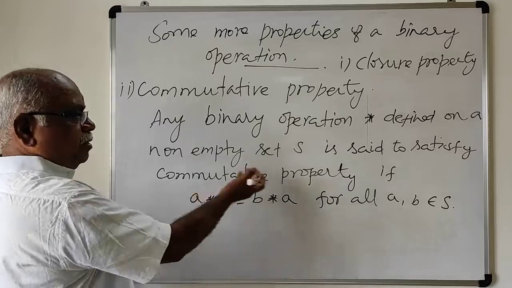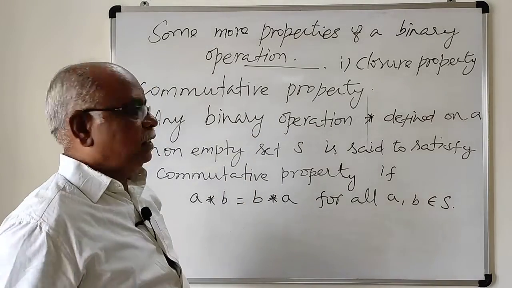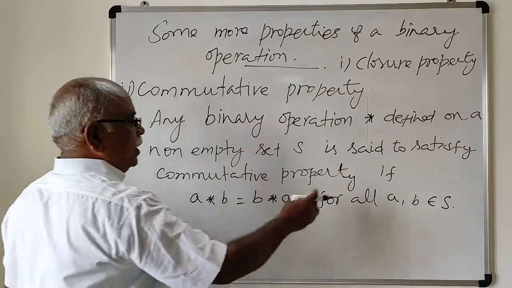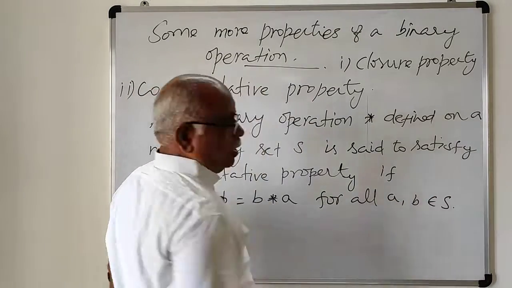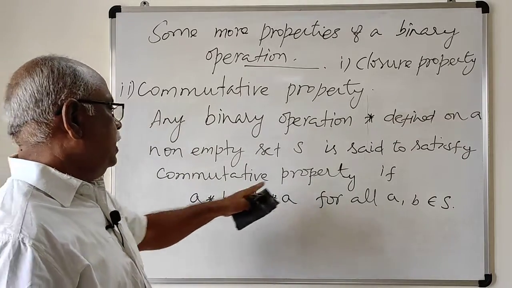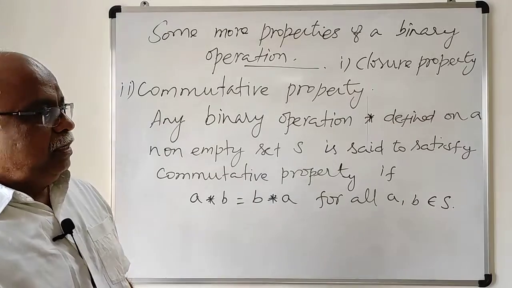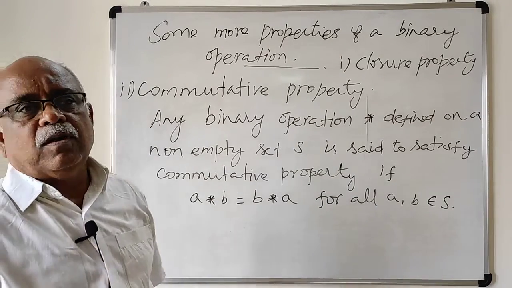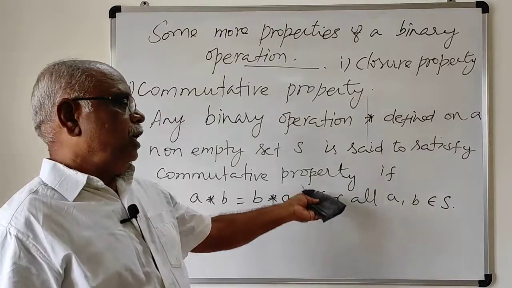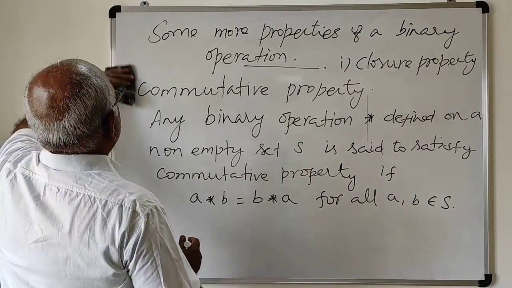a star b equals b star a. A reversible operation is possible, and they are equal. That is called the commutative property. For any two elements a, b belonging to the non-empty set S and a binary operation defined on the set S, if a star b equals b star a, it implies that the set satisfies the commutative property under the operation star. Third one, associative property.